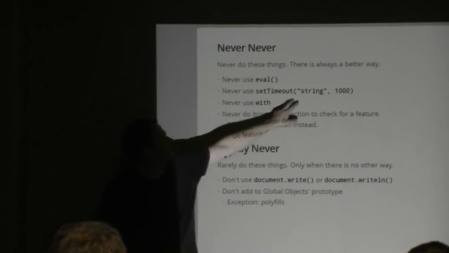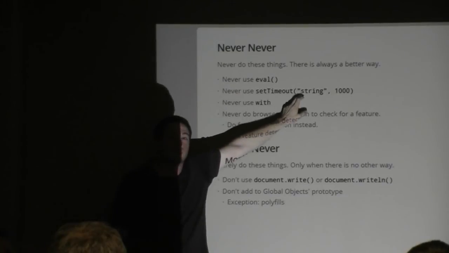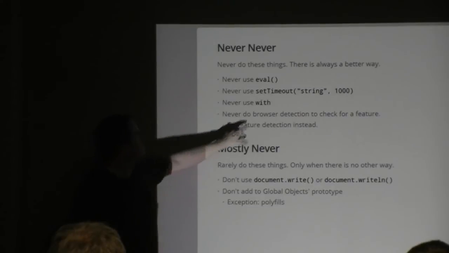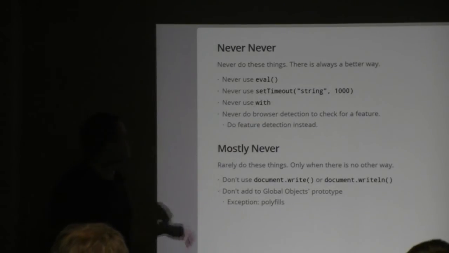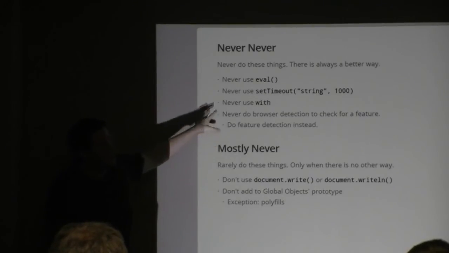Never use setTimeout with a string, okay? Which is the same thing as eval. You can put a function literal here, and it will accomplish the same thing. Never do this. Never use the with keyword. It's weird. It has to do with assigning object context, and don't ever use it. Don't do browser detection to check for a feature. Use feature detection.